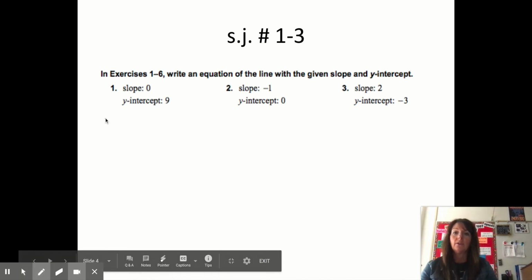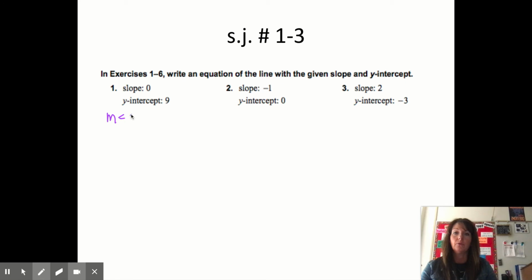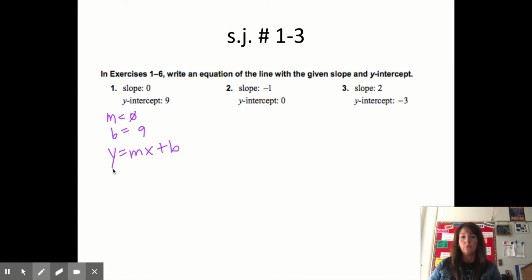So we have the slope equal to 0 and a y-intercept equal to 9. Remember, we're going to be putting it in y equals mx plus b form. So we'll substitute those in. So y is equal to 0 times x plus 9, and anything times 0 is 0, so we can simplify to y is equal to 9.